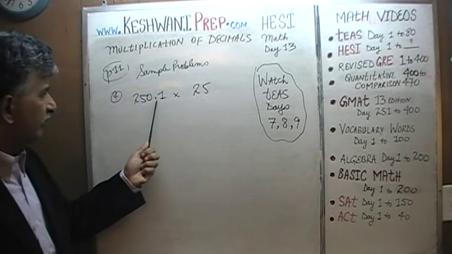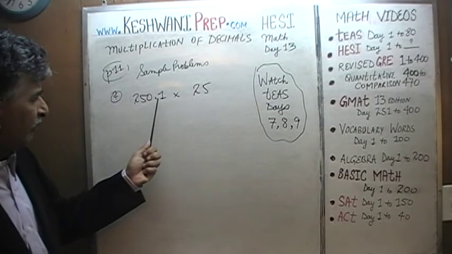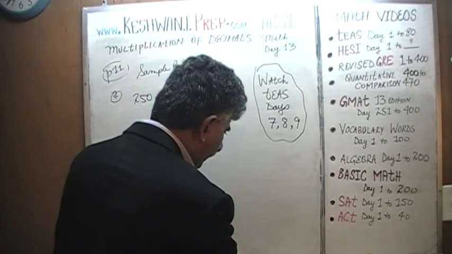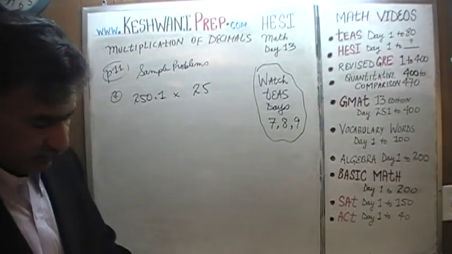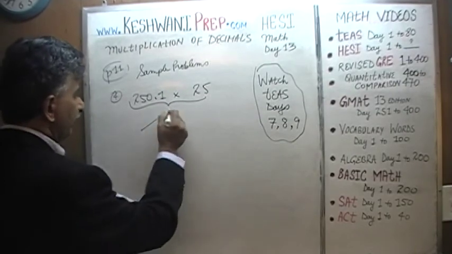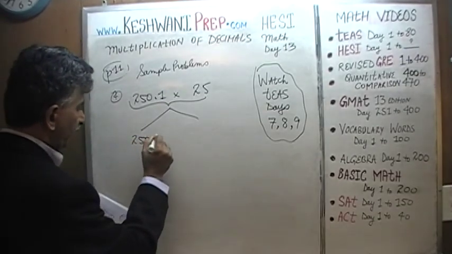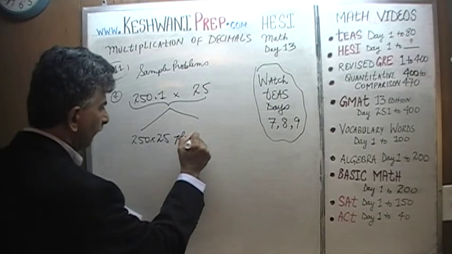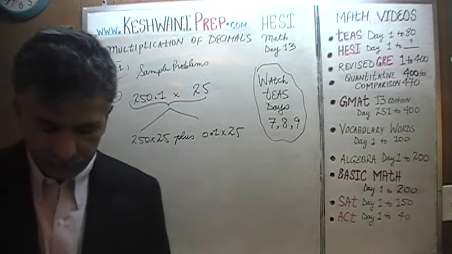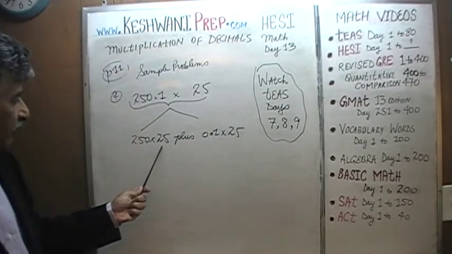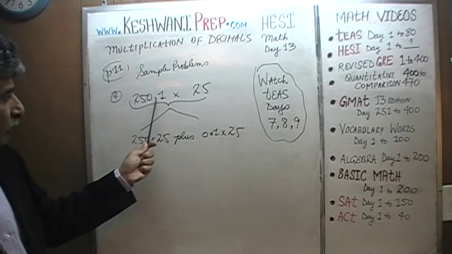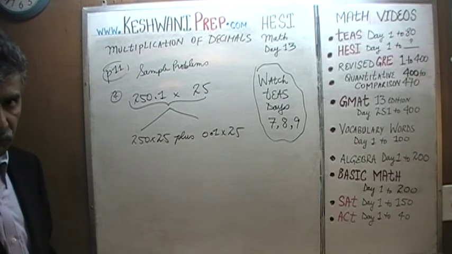Are you able to see that 250.1 is nothing more than 250 plus 0.1? So one way to view this is that 250.1 times 25 is simply going to be 250 times 25 plus 0.1 times 25. If you take 250 times 25 and then add 0.1 times 25, what you end up with is 250.1 times 25. Are you with me so far?